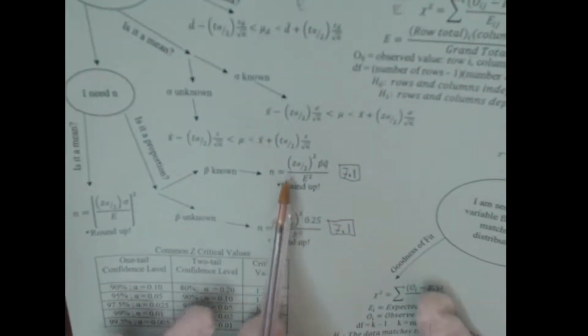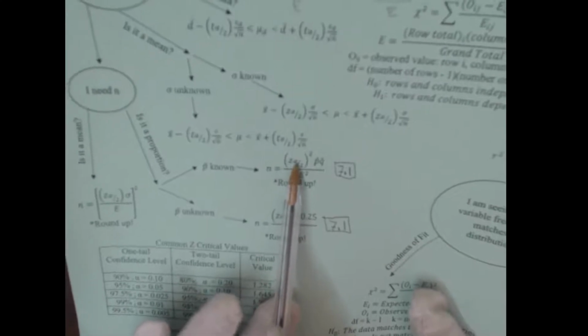Okay, let's actually look at the formula. Here's the formula. It's n equals, and make sure you print this out so you can see it. It's n equals, we need to know our confidence level, we need to know our p hat and our q hat, or our 0.25, and we need to know our margin of error.